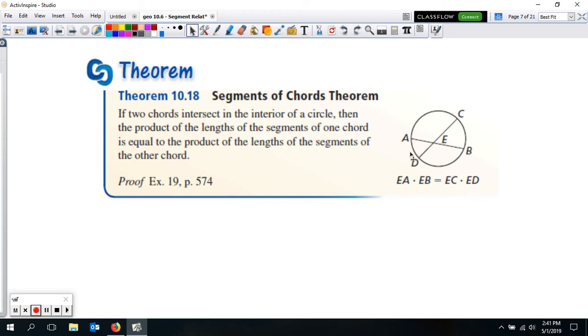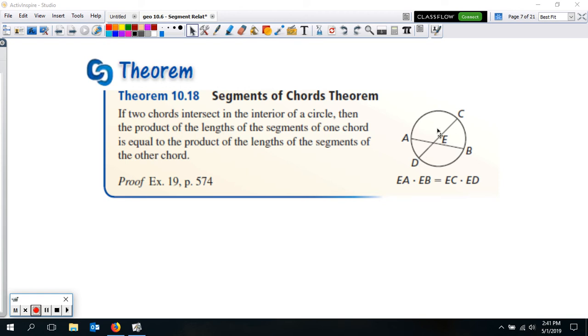Well, if you didn't understand that, that's what this is saying down here. So we can see that we have one chord going this way, the other chord going that way. E is in the middle. So we have basically E to A and then E to B. If you multiply those two together, so the distance from E to A and then multiply that times the distance from E to B, that will equal the distance from E to C times E to D. So that's what we know.